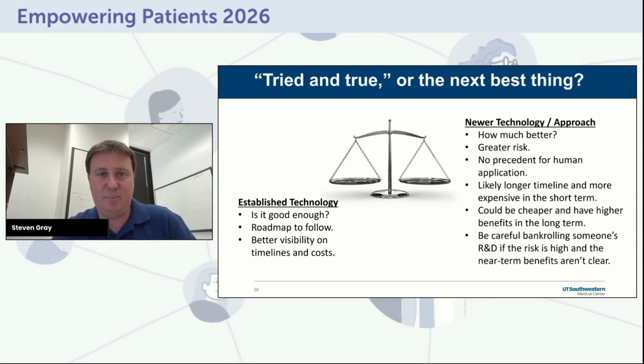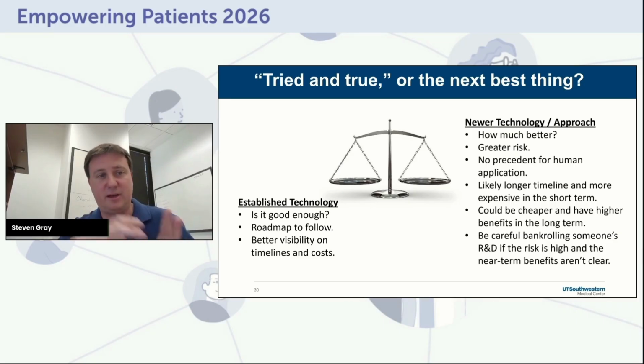If you opt to go towards a newer technology, it's a question of how much better are we talking about? If this is orders of magnitude better, then maybe it's worth doing, but just keep in mind, you have greater risk. You have greater risk in terms of timelines, greater risks in terms of costs, greater risks in terms of whether it could even be successful or ever make it into a human. Because usually we're talking about things where there's no precedent for human application. So expect that this is going to take longer, and be more expensive in the short term.